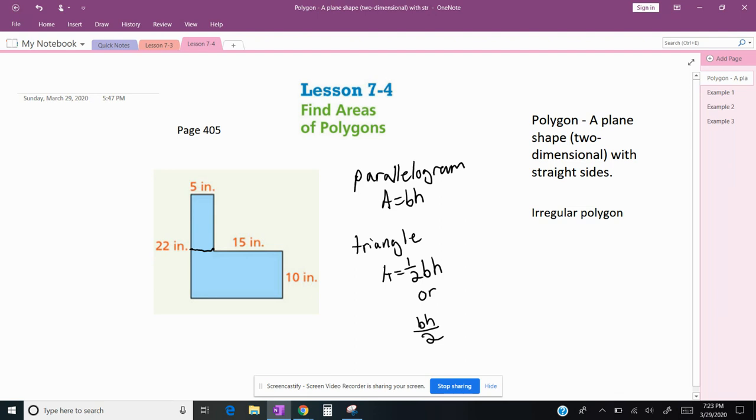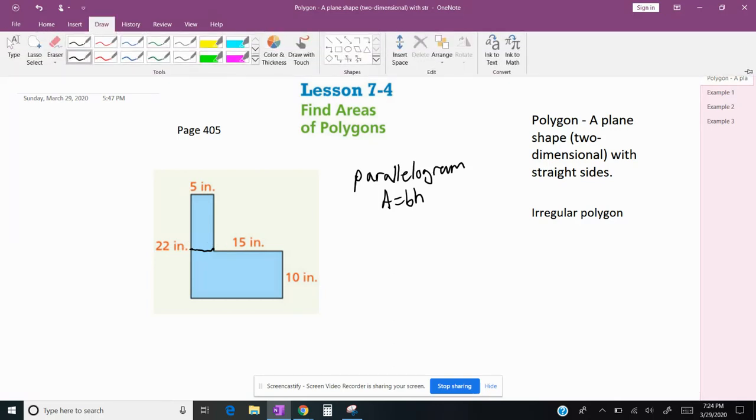So first, I don't need this triangle formula anymore because I'm splitting it up into parallelograms. So I have 2 rectangles, or rectangles of type parallelograms. Why? Because it has 2 sets of parallel sides: there's one set, there's another set. So let me highlight that top.